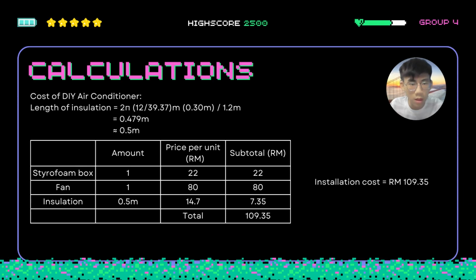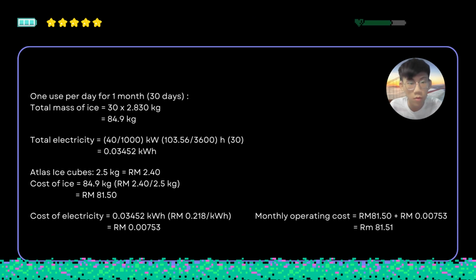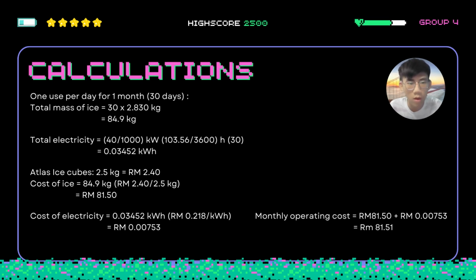After finding the individual component prices of the DIY air conditioner, we added them together to get a final installation cost of 109.35 ringgit Malaysia. To find the monthly operating cost of the DIY aircon, we find the total mass of ice and total electricity consumption within 30 days, and then we find the cost of ice and electricity respectively. We then added them together to obtain the monthly operating cost.